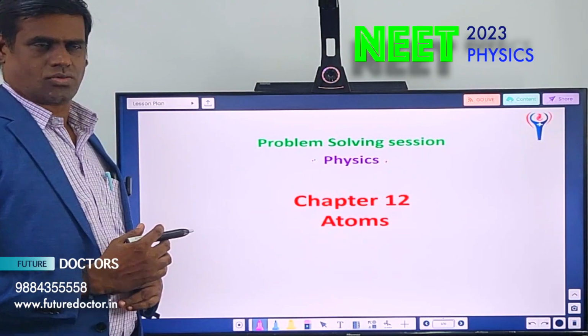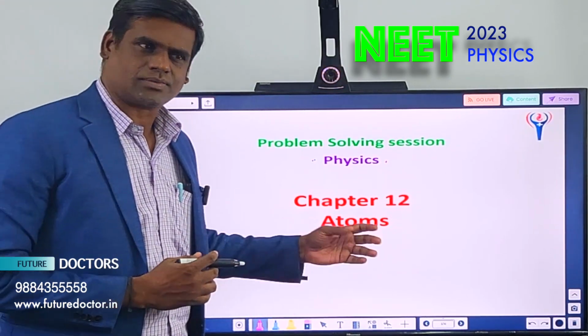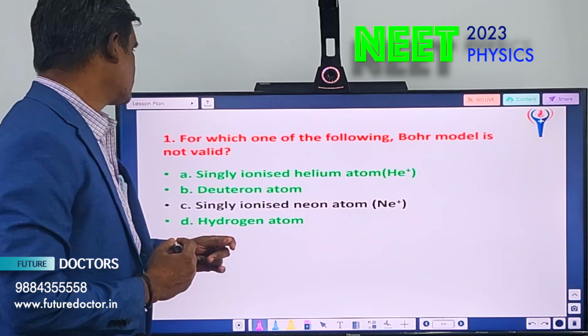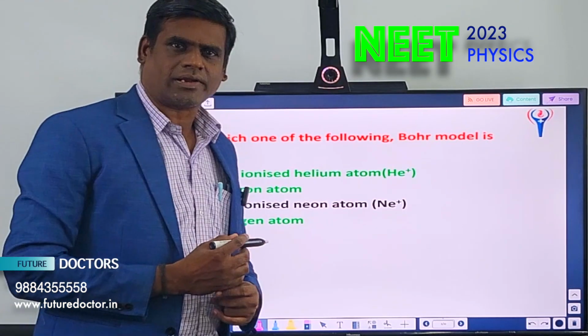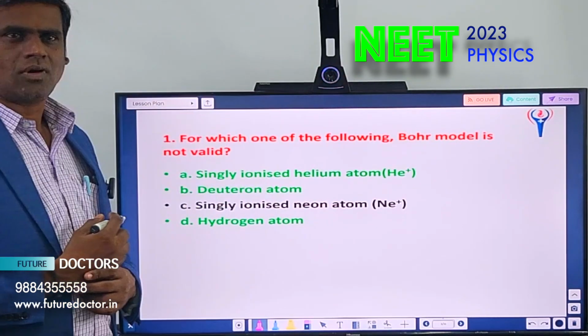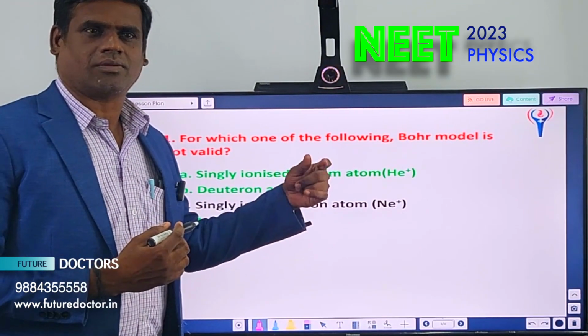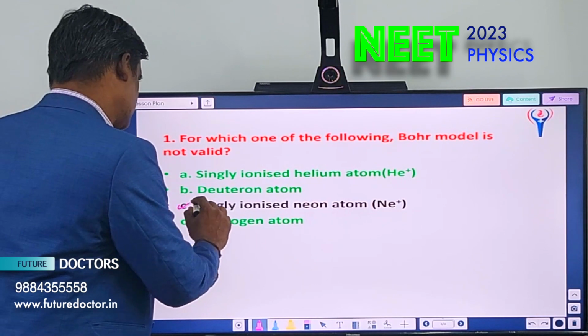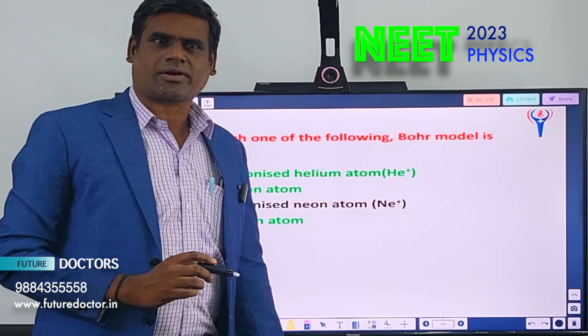The topic chosen today is from chapter 12, atoms. Let's move to question number 1. For which one of the following is the Bohr model not valid? Actually, the Bohr atom model is valid for hydrogen and helium-like atoms only. Okay, hydrogen, protium, deuterium, tritium, helium atoms only. So your correct option is C. Yes, option C, singly ionized neon atom, is not valid.